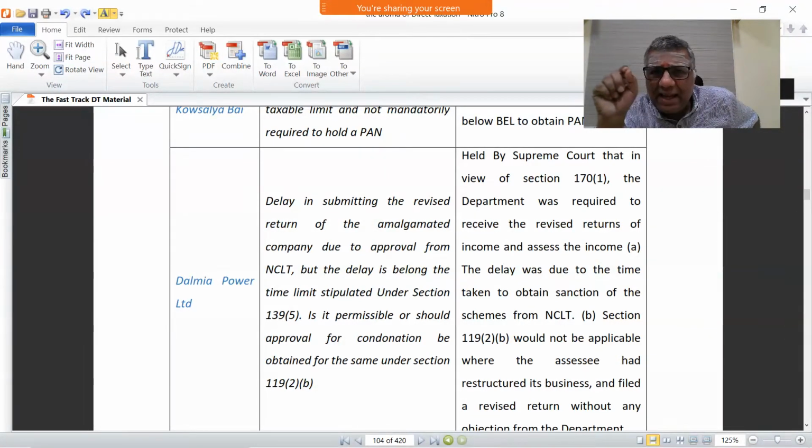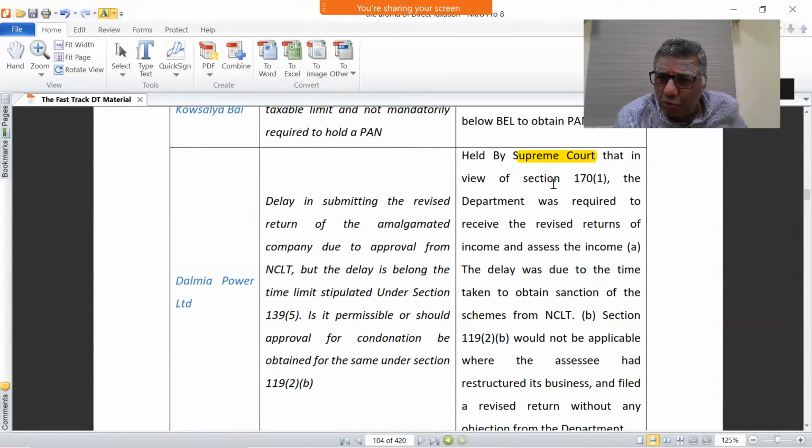What NCLT, or the court, technically does is intimate every department: do you have any objection? It intimates every department. Held by the Supreme Court. That's why I said this case has been already tested. If you go and read the facts, you will understand this, and the Maruti case.